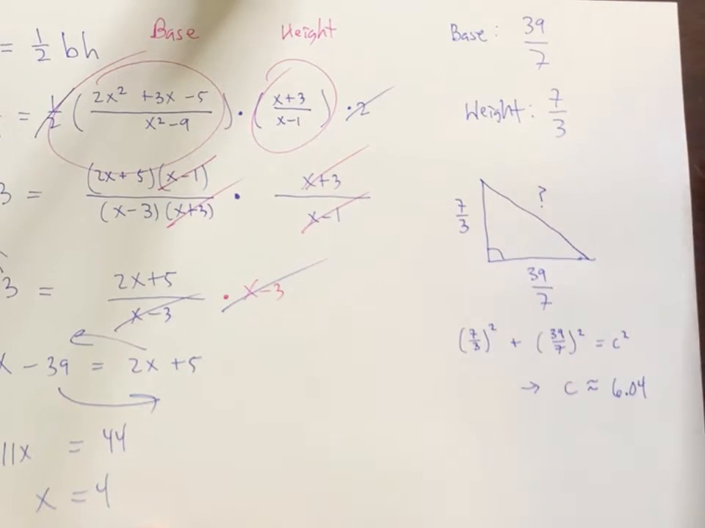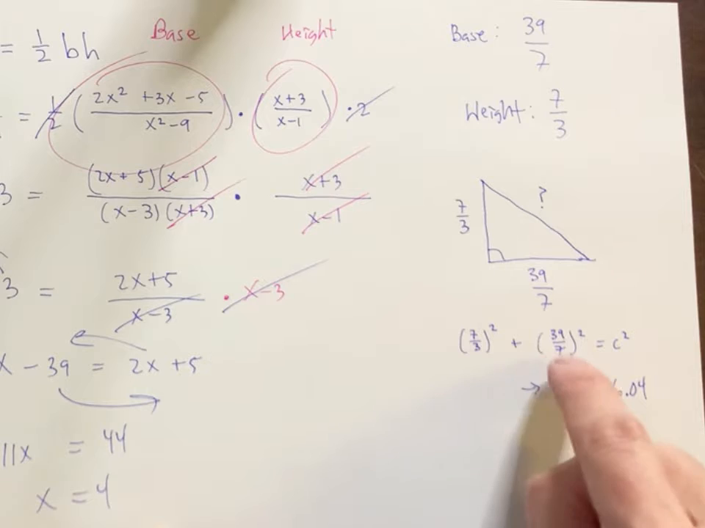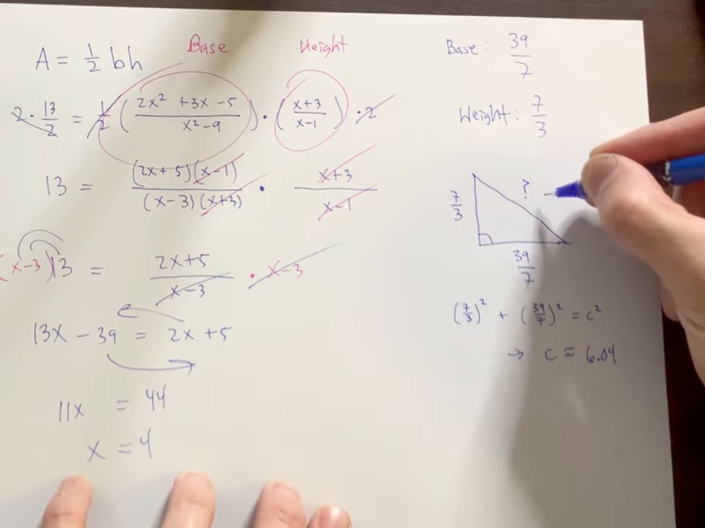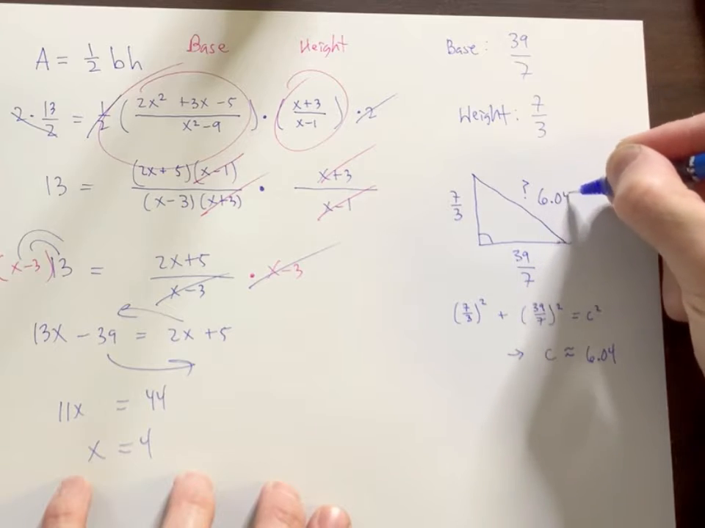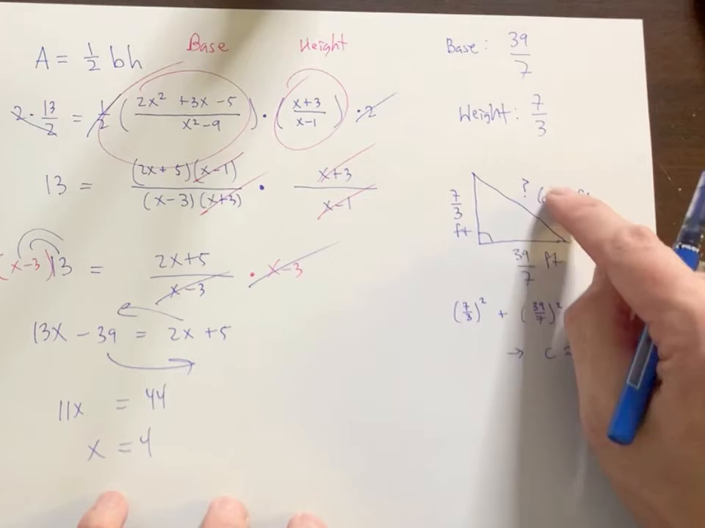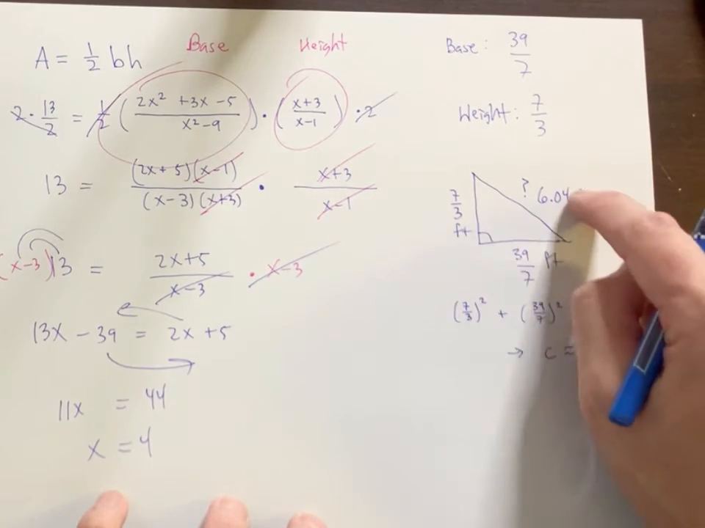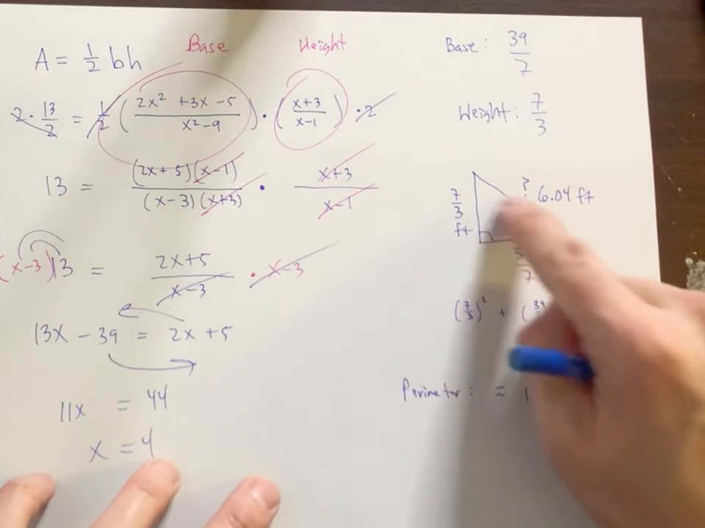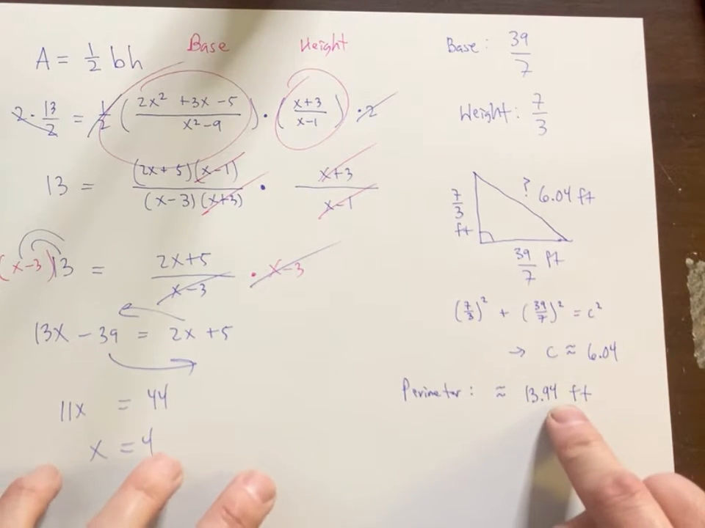And doing the Pythagorean Theorem, if you square add these together, then square root to get C alone, you're going to find that the perimeter, or that the hypotenuse, it's about 6.04. And so why don't we actually find the perimeter of this triangle by adding together these 3 sides and rounding to the nearest hundredth. And so we have that the perimeter of the right triangle, it's about 13.94 feet.